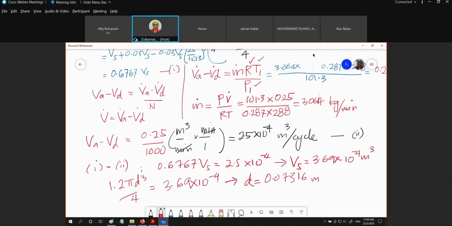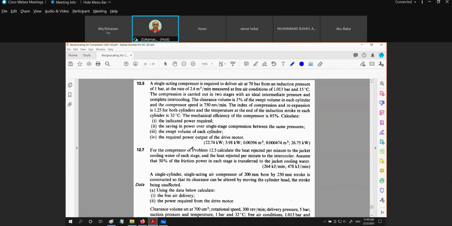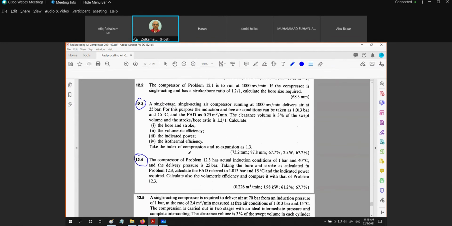Okay, so you try to change to centimeter. If the question asks for centimeter, you put in centimeter. If the question asks for millimeter, you convert to millimeter. And for L it is 1.2D. So let us check the answer. Roughly we get 73, or 2.373. See, we have the answer as this one. Okay, it's correct.